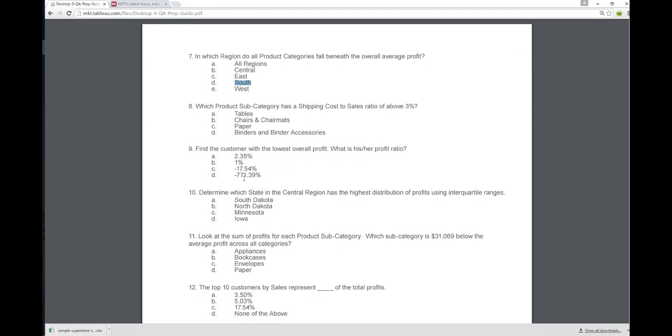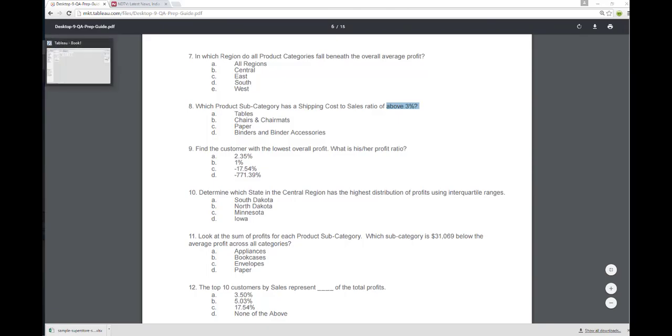So that kind of helps us to get the answer. So the next question we are going to look at: which product subcategory has a shipping cost to sales ratio above 3%? So we have two columns, shipping cost and sales, and they want the ratio to be above 3%.